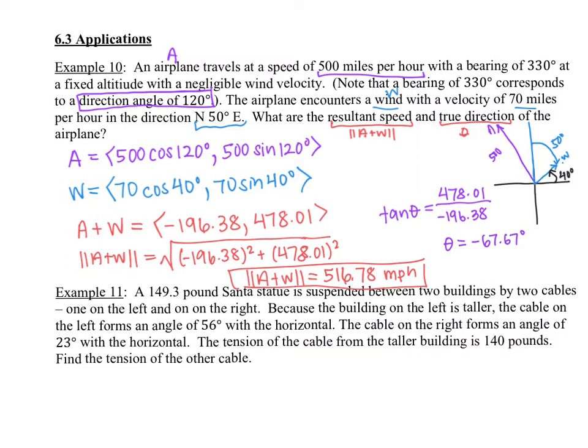So I already know it's off a little bit, but let me look at the quadrant real quick. My resultant vector is a plus w, so this has an x in the negative, y in the positive, which means this is actually quadrant 2. This is not quadrant 2, so let me add 180 degrees. Okay, I got 112.33 degrees. That is in quadrant 2 because it's between 90 degrees and 180 degrees. So now I know the magnitude of the resultant vector is 516.78 miles per hour, and the direction of the vector is 112.33 degrees.